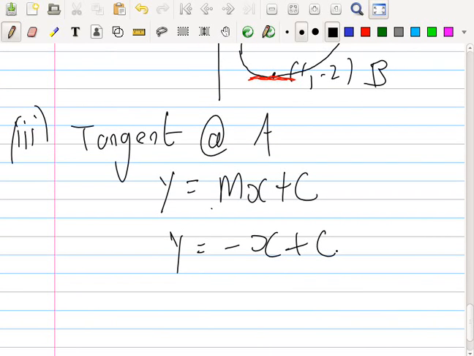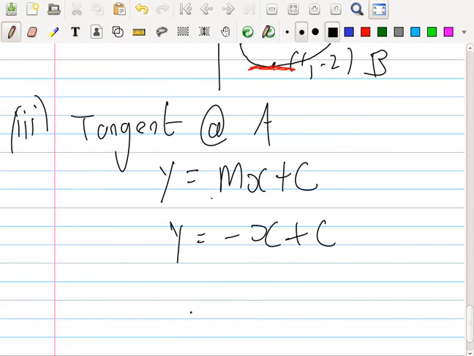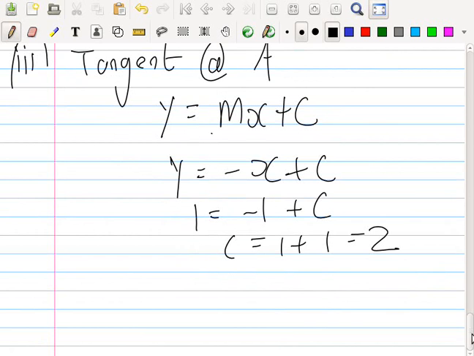Now how do you find C? You use a point. What point do you use? 1, 1. So you get 1 equals -1 plus C. And yes, we can definitely do this, can't we? 1 plus 1, 2. So there you go, there's the tangent. Y equals -x plus 2.